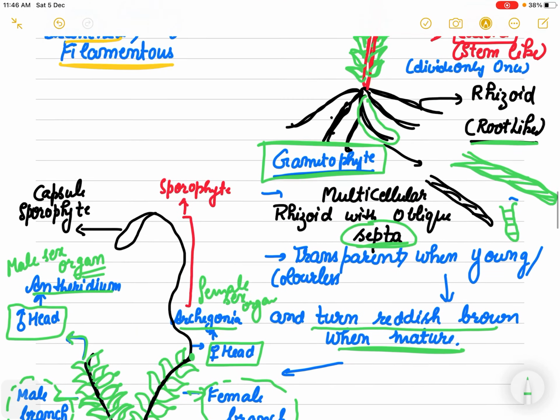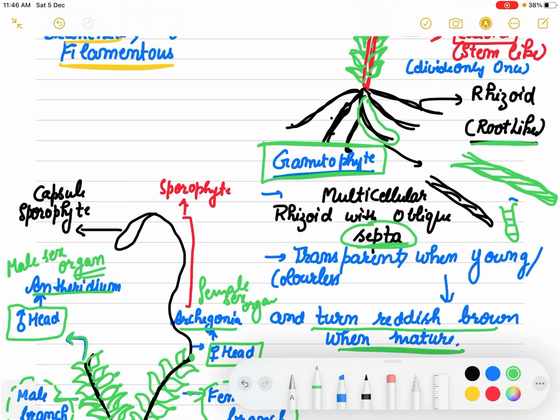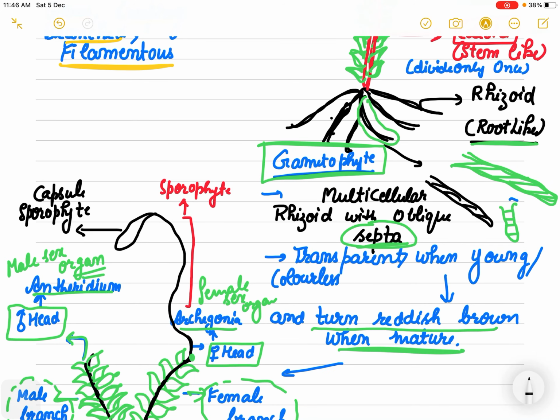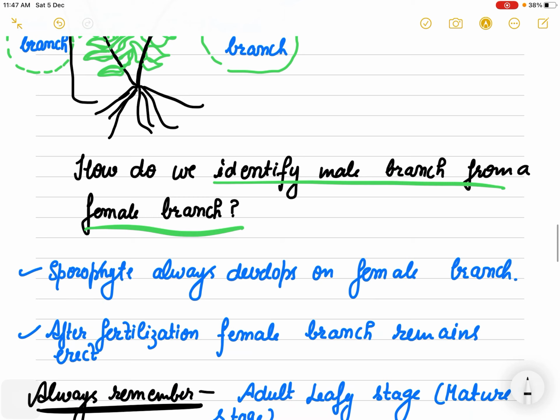Then the sporophyte usually, mostly, or you can say always, develops from the female branch. So here you can see this seta is developed and there is the capsule, and this is the sporophytic structure. The lower one is the gametophytic body and the upper one is the sporophytic structure.